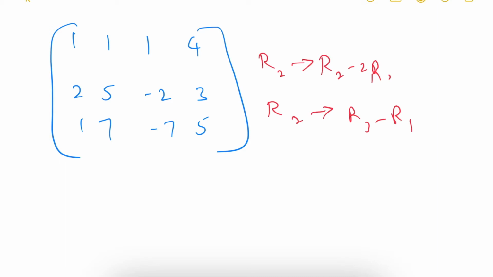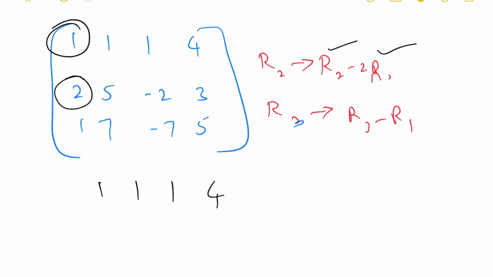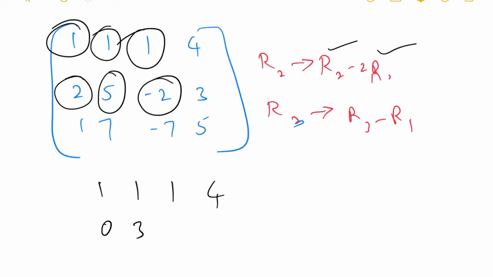Oh sorry, this is row 3, better it is because R2 already wrote, right? Okay, now first row as it is, that is 1 1 1 4. Then comes row 2. Row 2, what we are doing, row 2 minus 2 R1, so 2 minus 2 1s are 2, 2 minus 2 is 0, 5 minus 2 1s are 2, 5 minus 2 is 3, minus 2 minus 2 is minus 4, then 3 minus 8 is minus 5.